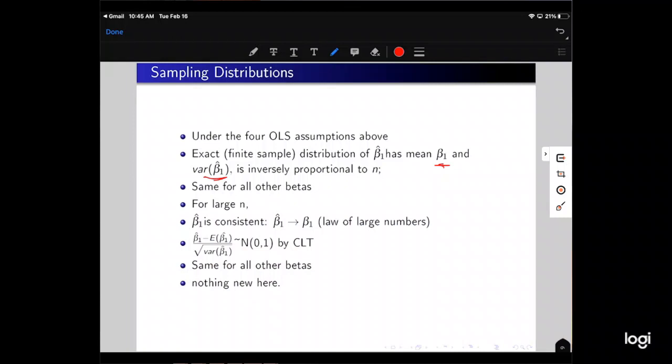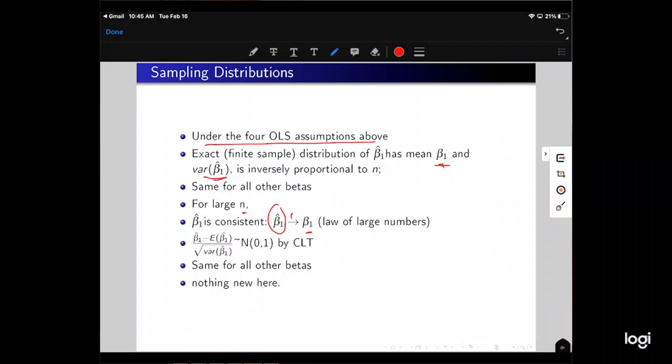And for large n, beta 1 hat is consistent, conditional on these four OLS assumptions holding. In other words, beta 1 hat converges in probability to beta 1. This is the law of large numbers. As n gets large, our estimate beta 1 hat gets closer and closer to beta 1, the population value, with the probability trending towards 1.